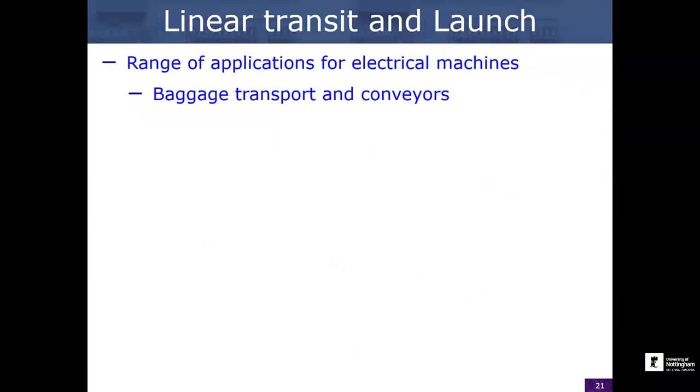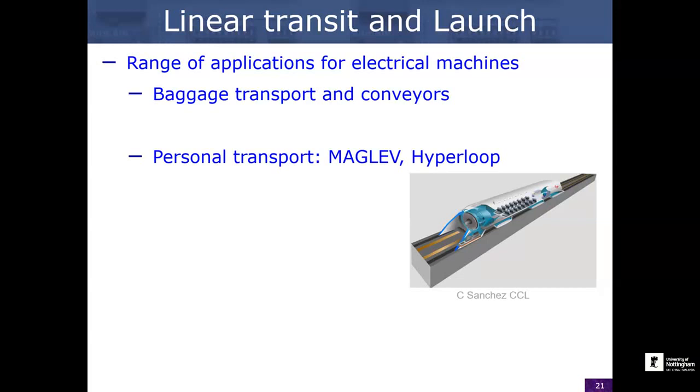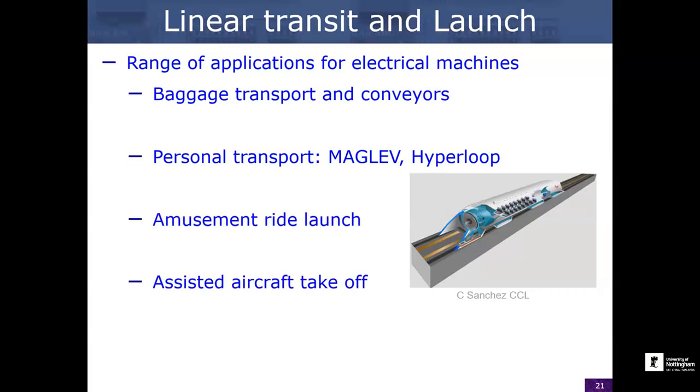So these aren't just used for high-speed launch, these are also the kind of things that are powering baggage transport and conveyors. They are used in some maglev systems, typically in China and Japan, 1 or 2 in Germany. They are potentially going to be used in Hyperloop if that ever becomes a viable thing, but I'm not entirely sure myself. And then they're used in amusement ride launch and things like assisted aircraft takeoff. And at the higher end, these are exactly the same technologies that are used in things like projectile launch and in railguns, where you're launching at very, very high velocities, thousands of kilometers per second, muzzle velocity type applications.